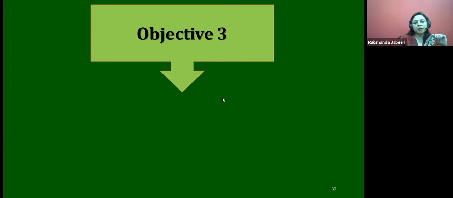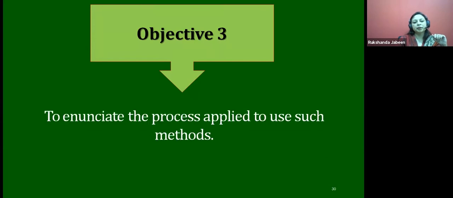Coming up to objective three, this is to enunciate the process applied to research. In the beginning, I told you that it helps us make decisions. It helps to decide which method, which strategy to apply, and which method to use for going further.